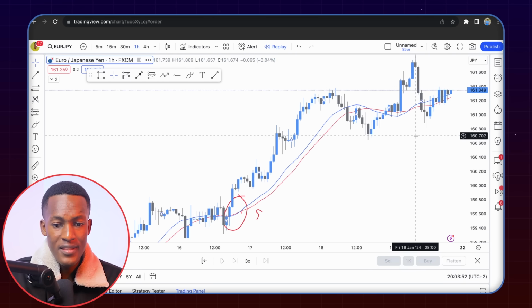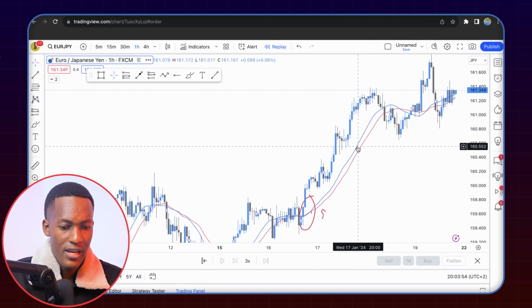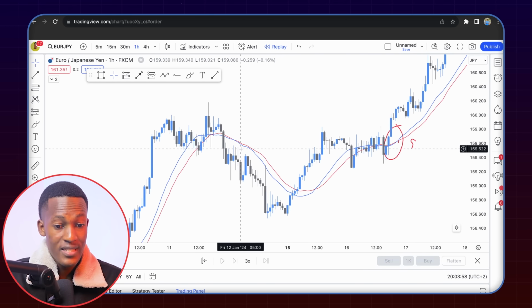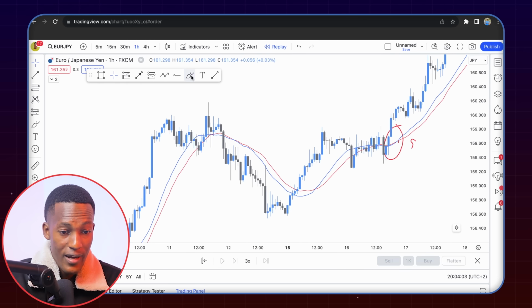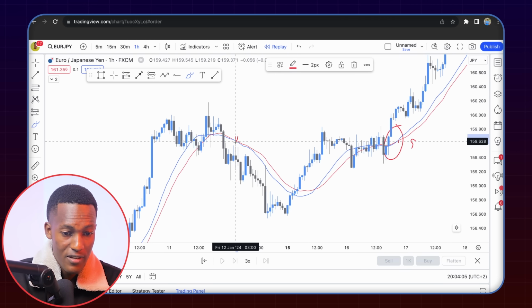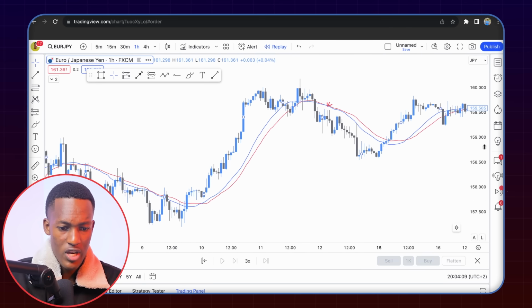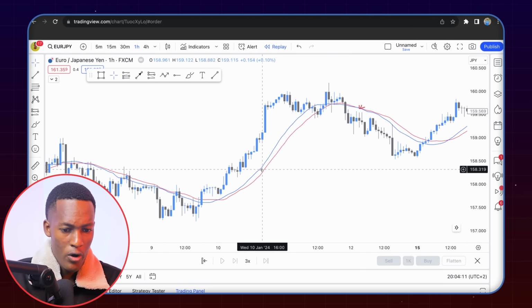Okay, then the other way, let me see. Obviously when the 20 crosses below the 25 this time around, we are looking out for sells. You can just see this was a very short-term trade, but we could have better trades through. Let's just see. Okay, perfect.